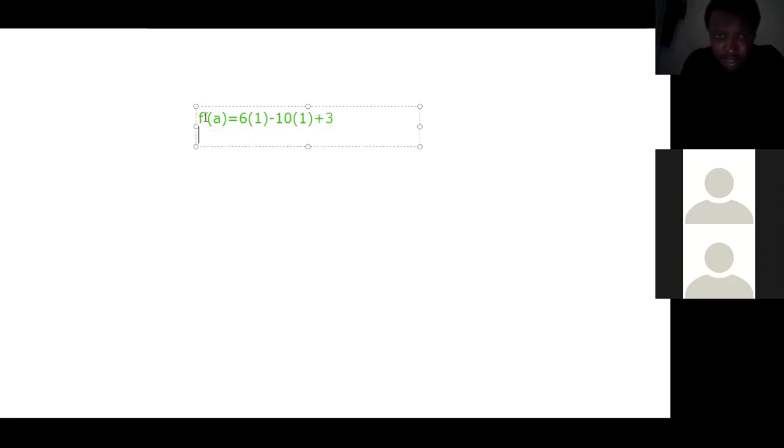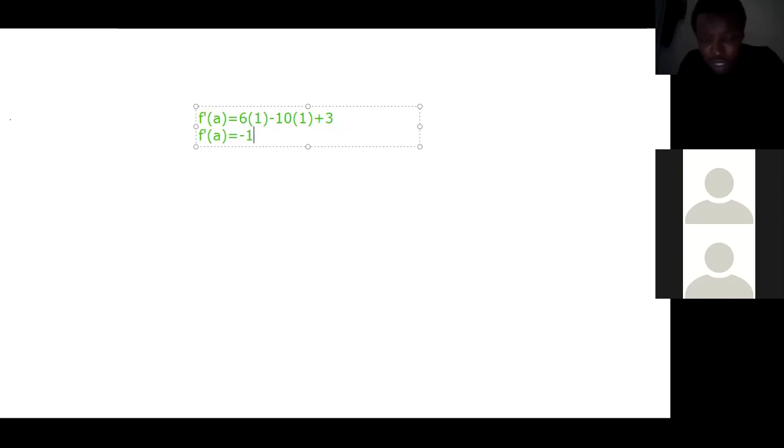What are you getting? f prime of a is negative 1. So our f prime of a is given by negative 1.